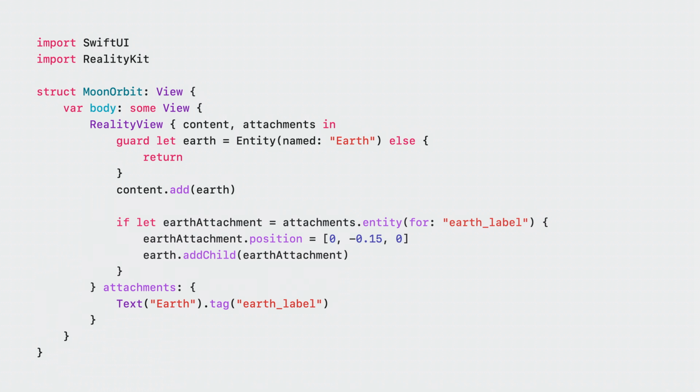In the make closure of our RealityView, the attachments parameter contains our views that are now represented as entities. To get our view in entity form, we call entity(for:) on our attachments and pass in the same tag that we provided in the view builder, "Earth label". The result that we get is a view attachment entity, which we can add to our RealityKit content, just like any other entity. To make the label appear beneath the Earth, we'll add the attachment as a child of our Earth entity and position it slightly below.